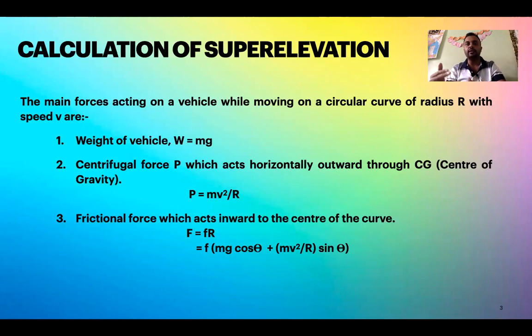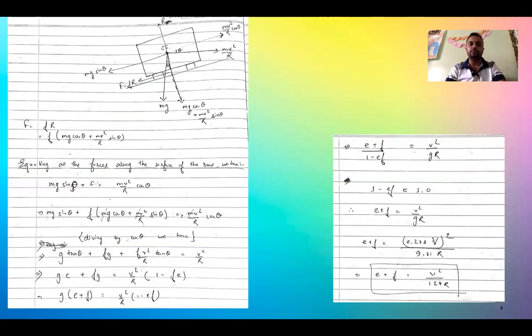P is equal to mv square by R, where capital R is the radius of curvature, while in the frictional force you are considering R, that is the reaction force. Okay, so we will see that F is equal to mg cos theta plus mv square by R sin theta. That will be more clear once we see the proper free body diagrams that we are using to calculate the super elevation. Your concept of free body diagrams and your concept of deriving the components in the vertical and horizontal direction is very much important when you do the derivation of the super elevation.